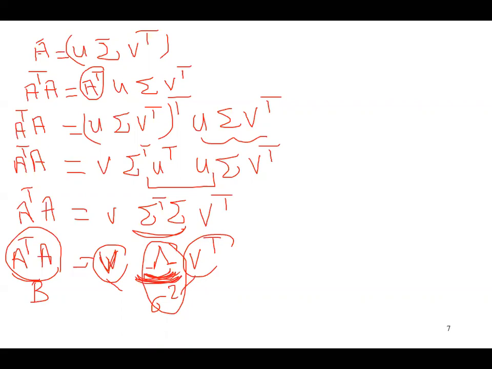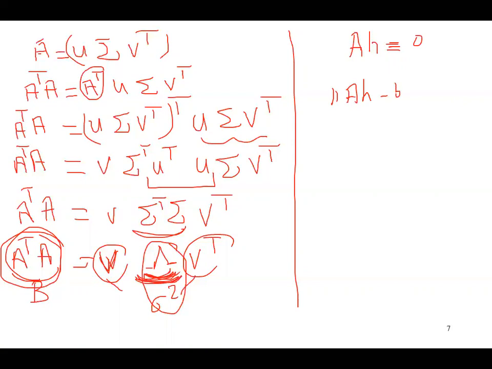Okay, so again, why are you telling me that V is the eigenvectors of A transpose A and so on? Why is this important? Because I would like to solve A H equal to 0. And if you recall, when we had A H equal to B, we said we would like to minimize the difference, the norm square of A H minus B. But B here is 0, so we don't have the B here, correct?